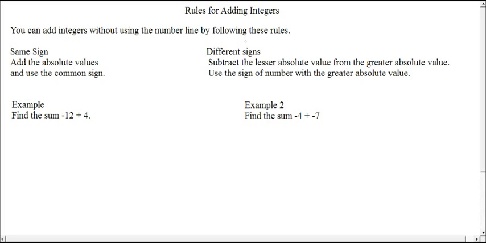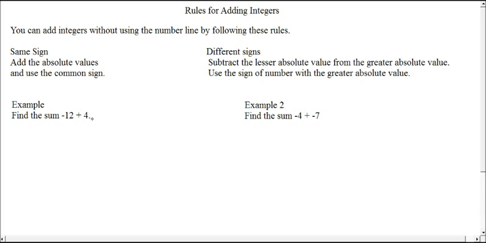Now let's take a look at when the signs are different. The rules say you subtract the lesser absolute value from the greater absolute value. So if one's positive and the other is negative, once you take the absolute value, take the number that's smaller and subtract it from the number that's larger, and use the sign of the number that's larger. Don't think in terms of positive and negative, but think in terms of absolute value. And you can always use the number line to check. So let's go right ahead and jump into this and see what we get.